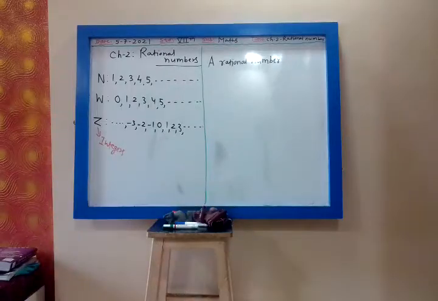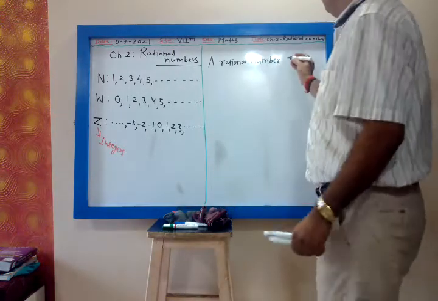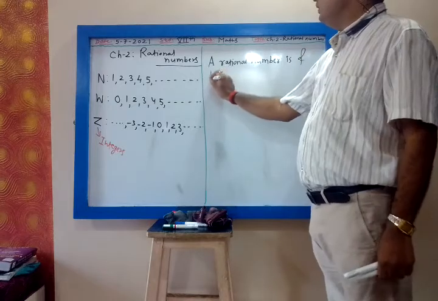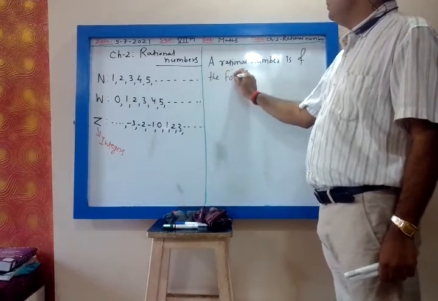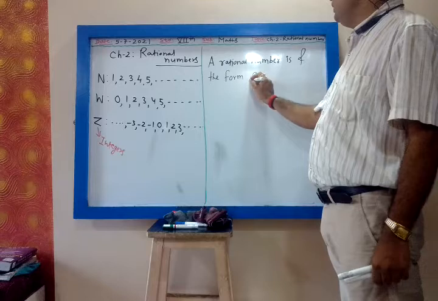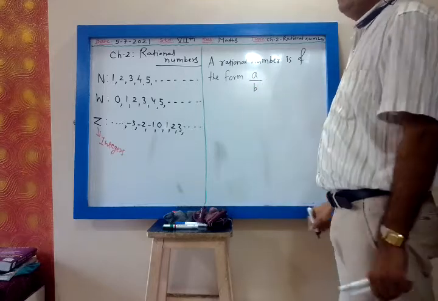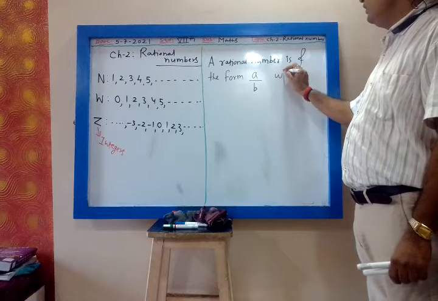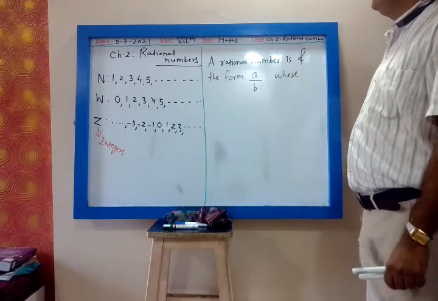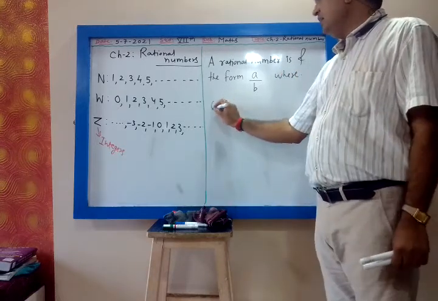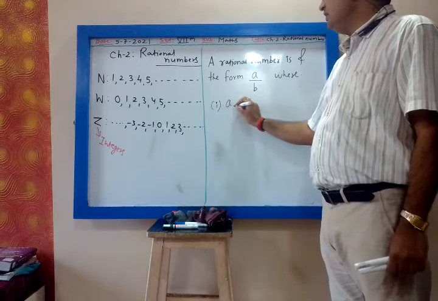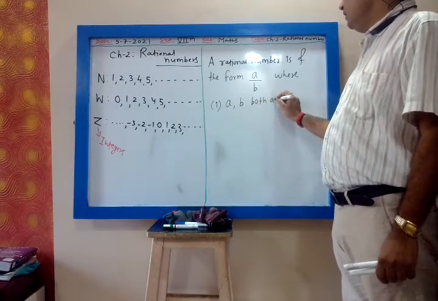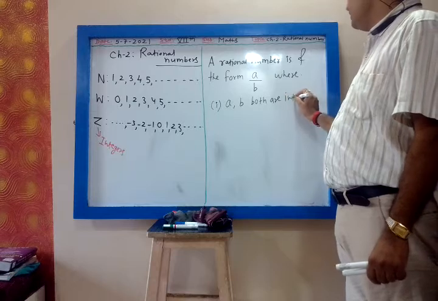A rational number is of the form a upon b. Any rational number is of the form a upon b, where the first condition is that a and b are integers. A and b both are integers.